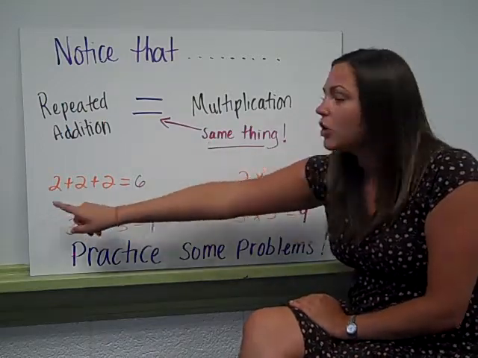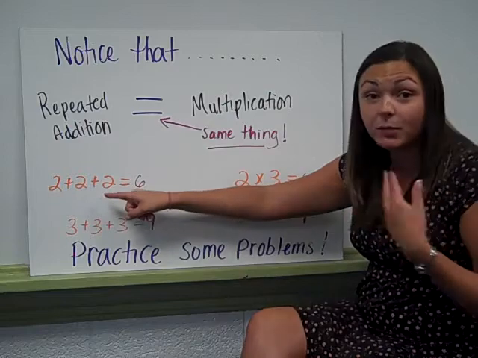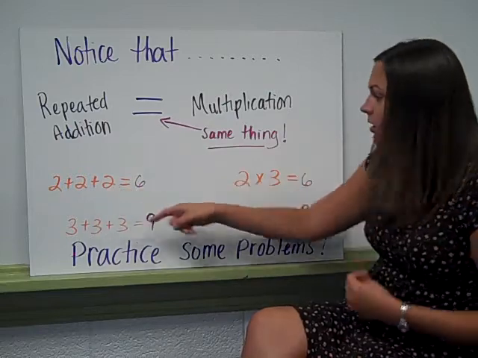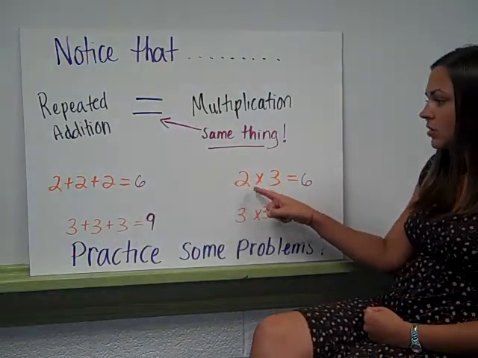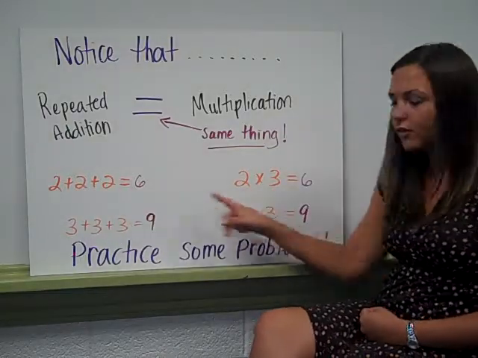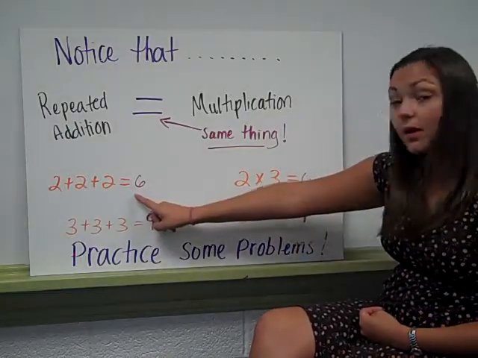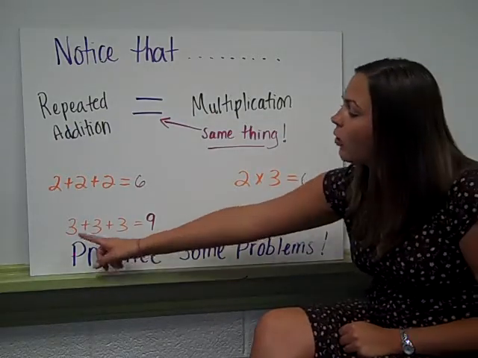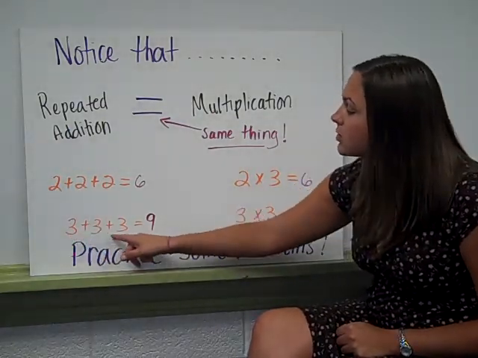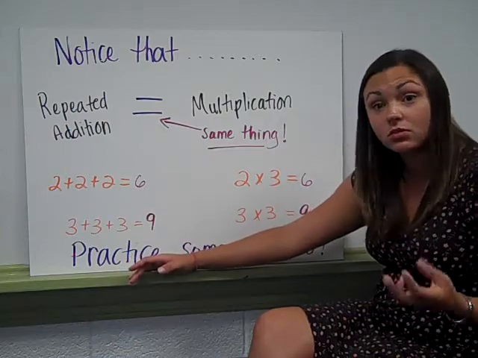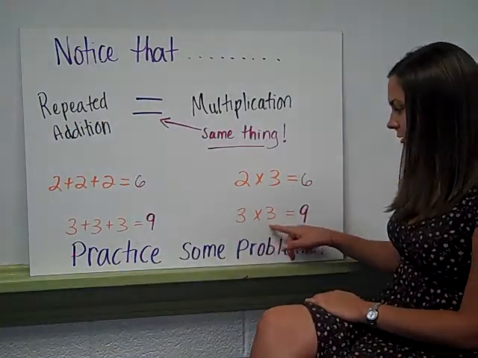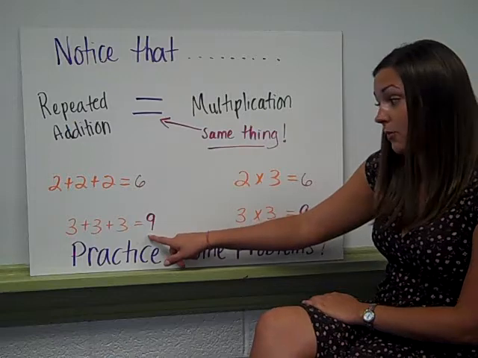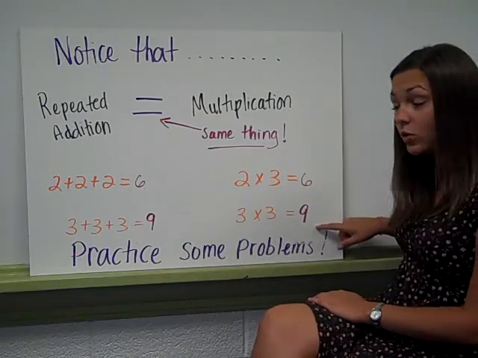So if I have 2 plus 2 plus 2, I repeated adding 2 three times. That's the same thing as 2 times, how many do I have? 3. Sum is 6. Product of multiplication is 6. Over here, 3 plus 3 plus 3, I repeated adding 3 three times. I have 3 times 3, 9. Sum equals 9. Product equals 9.